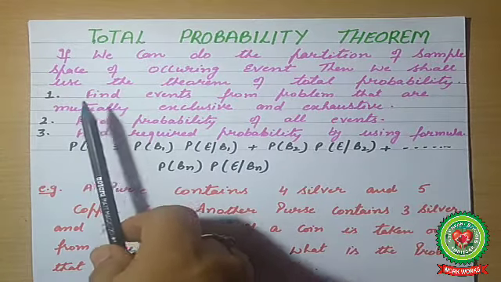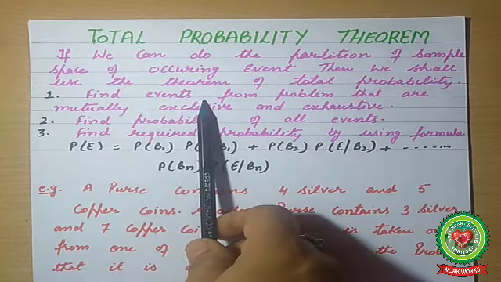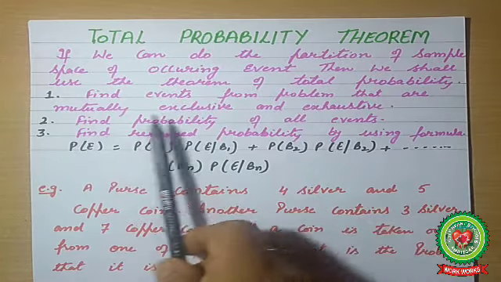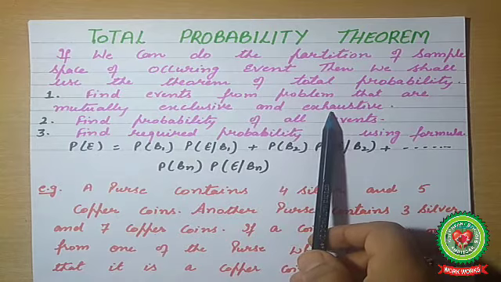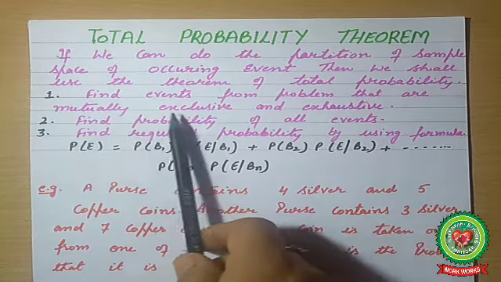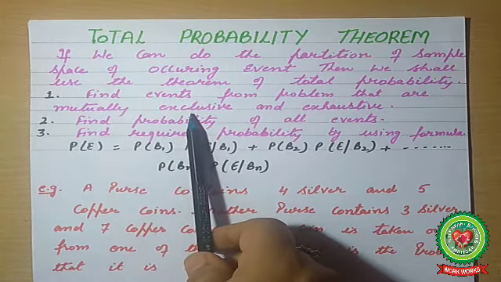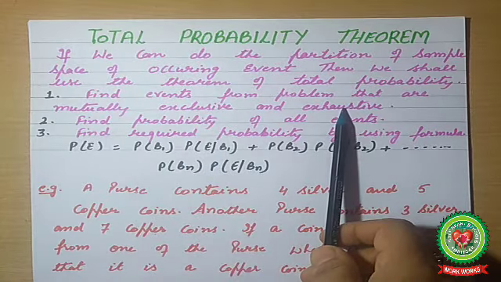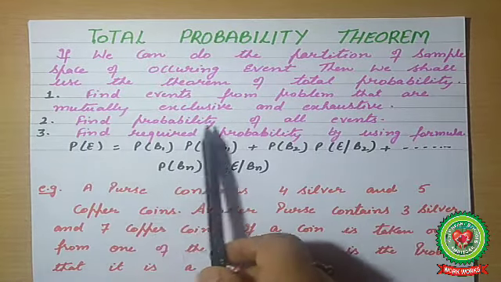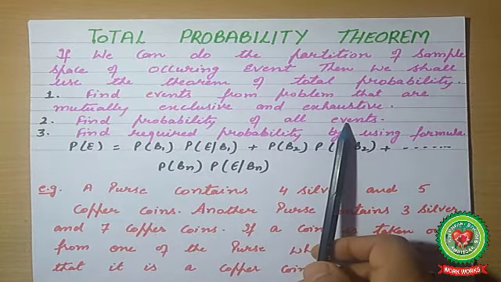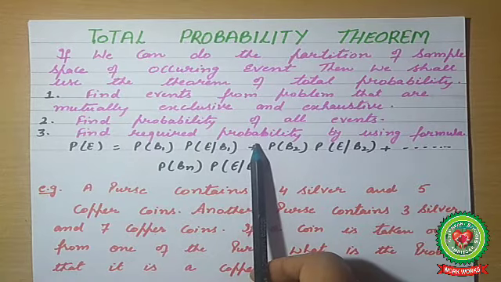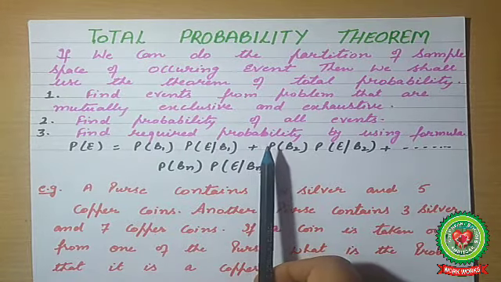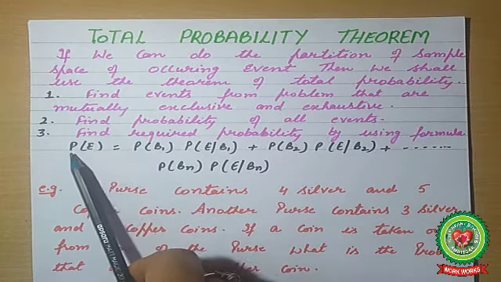Number one, first of all we will find out from the problem which are the mutually exclusive events and which are the mutually exhaustive events. Mutually exclusive means there is no intersection, or whether an intersection part exists. Then we will find out the probability of all the events which we have divided. Then we will find the required probability by using the formula. The total probability theorem is related to this formula.